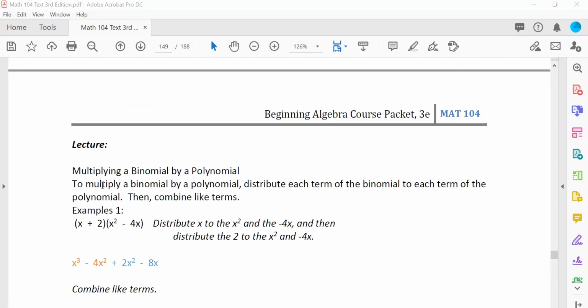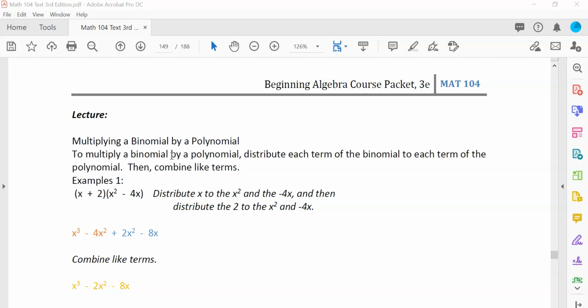All right, now this next part of lesson 3.4 starts on page 149, and it basically is talking about how do I multiply a binomial by some polynomial. So here's the deal. Now this is going to work for any size polynomial times any size polynomial.